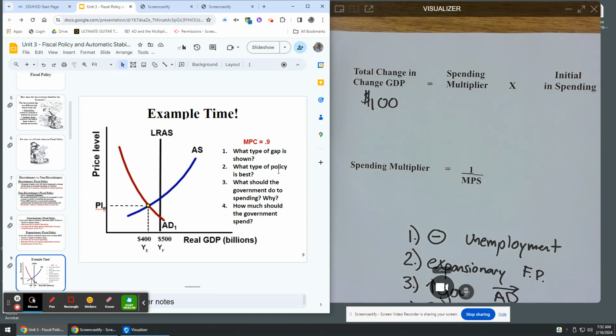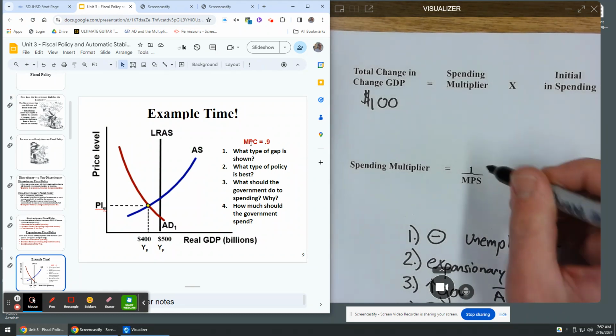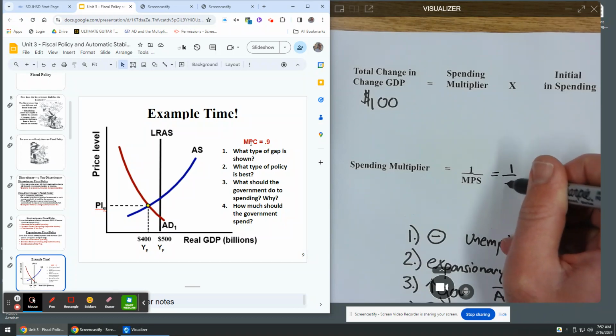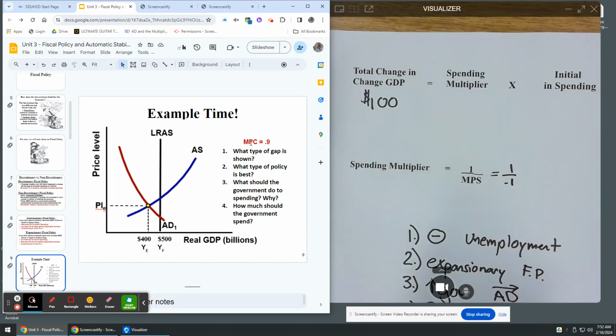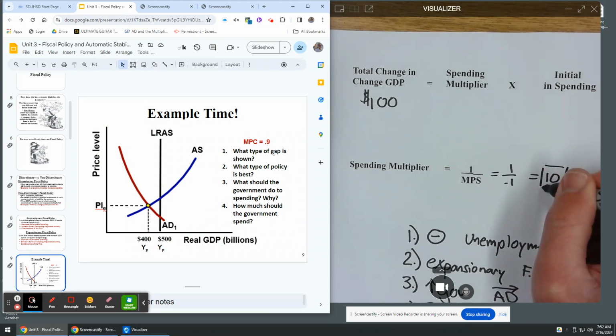My spending multiplier I can solve because they gave us an MPC. My spending multiplier is 1 divided by MPS, or in this case, 1 divided by 0.1, because MPC and MPS have to add up to 1. So if I spend 0.9, that means I'm saving 0.1 of every dollar that I receive. So my spending multiplier in this case is going to be 10.